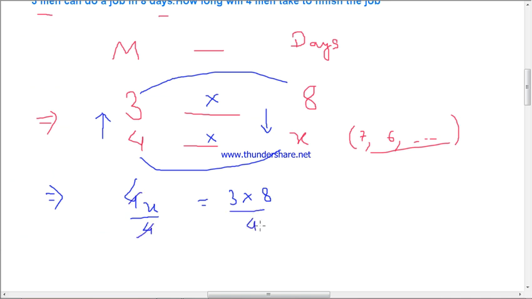4 will get cancelled. 4 into 1 is 4, 4 into 2 is 8, 3 into 2 is equal to 6. See, one of my assumptions was correct. I assumed 7 or 6, something like that. My answer is also 6. Therefore the value of x is 6.